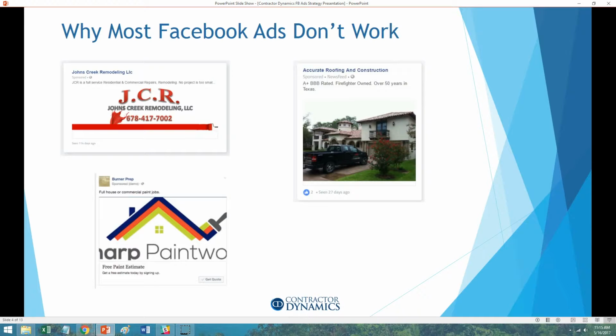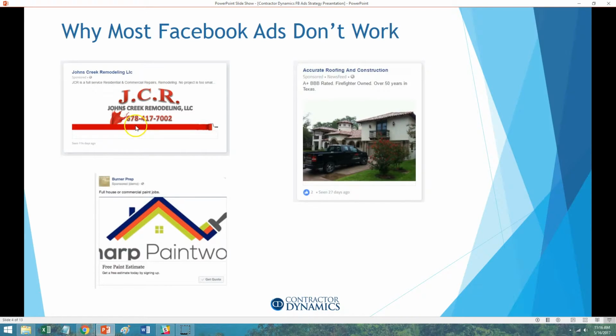So most Facebook ads don't work because people are just throwing ads out there, and they're hoping that they can get lucky and get someone to see their ad who is in the exact position that they need to be in to be able to take advantage of their services. So looking at these ads right here, looking at this one up here, there's no offer, there's no call to action.